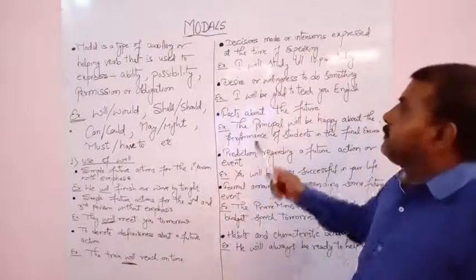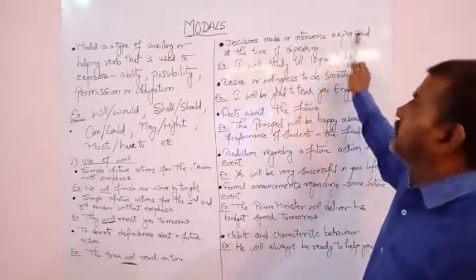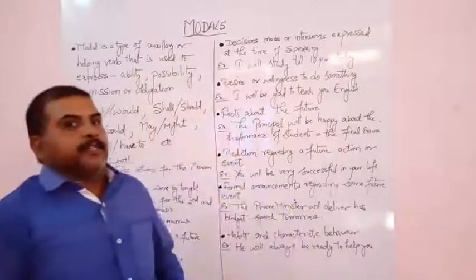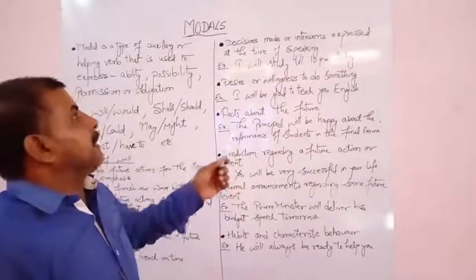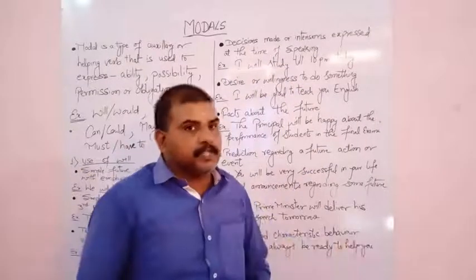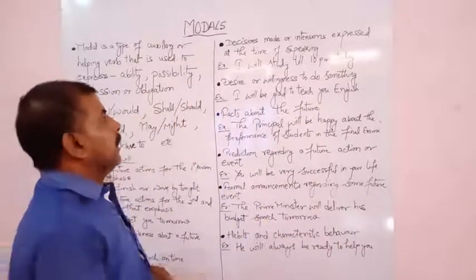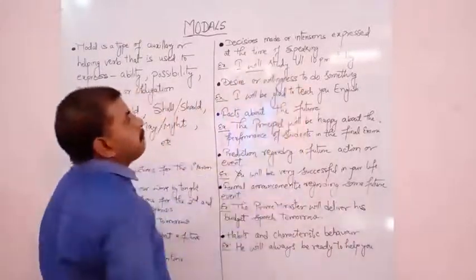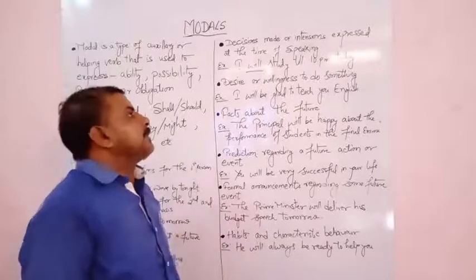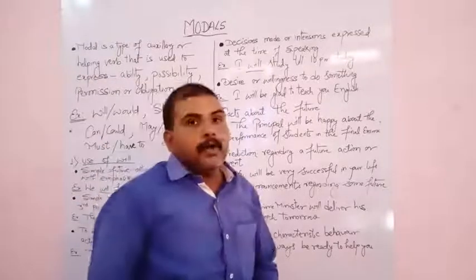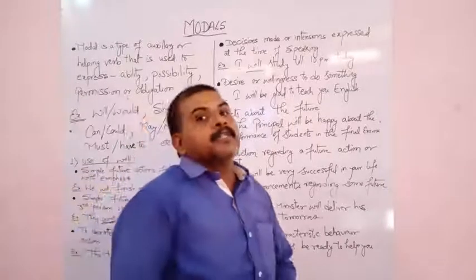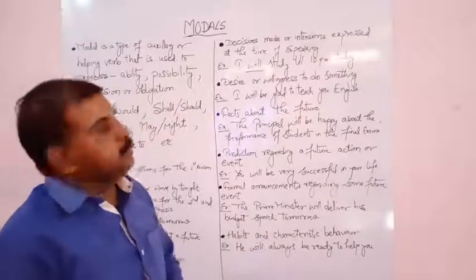Now the next point, decisions made or intentions expressed at the time of speaking. When you are speaking and during that speaking, at the time of speaking, if any decision is made or intention is expressed there, then we are going to use will. I will study till 10 p.m. today. In this example, denoting future action, I will study till 10 p.m. today, this shows that you have intended to study till 10 p.m., or you have made your decision that you are going to study till 10 p.m. tonight.